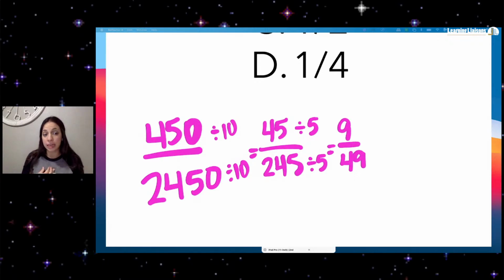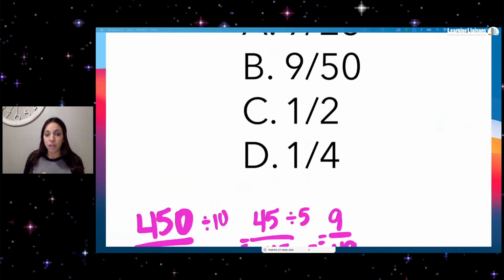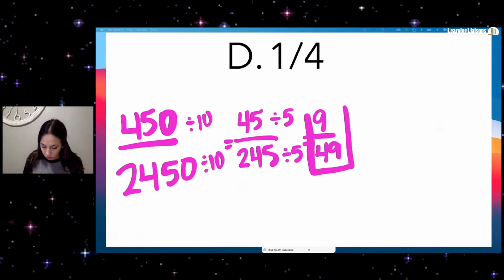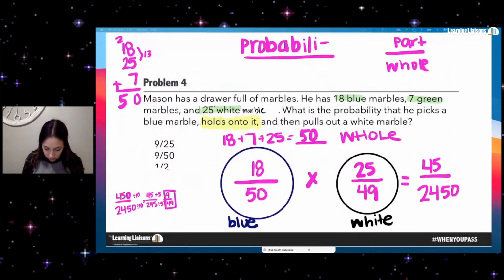Now, I know that 9 is only divisible by 3, and 49 is only divisible by 7. So at this point, this is going to be my final answer. Which means when I created this problem, I did not put the correct answer. 9 out of 49 is going to be my correct answer.